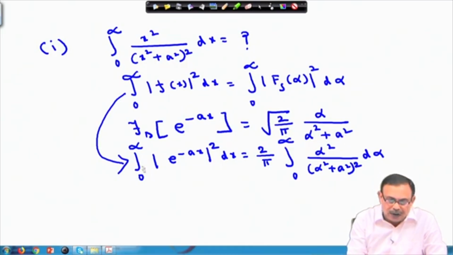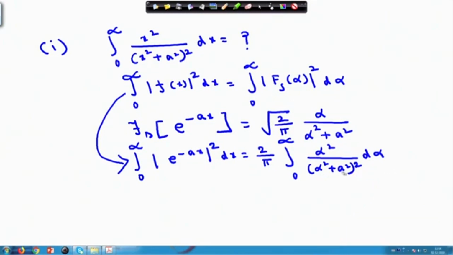So, I can write the integral from 0 to infinity of |f(x)|^2 dx, where f(x) is e^(-ax), whole square dx, equals 2/pi times the integral of the modulus of the Fourier sine transform, meaning alpha^2 / (alpha^2 + a^2)^2 d alpha. So, that you can write as the integral from 0 to infinity of e^(-2ax) dx.